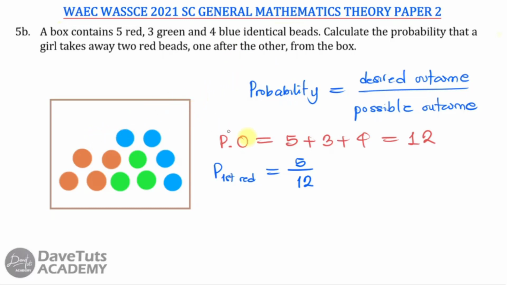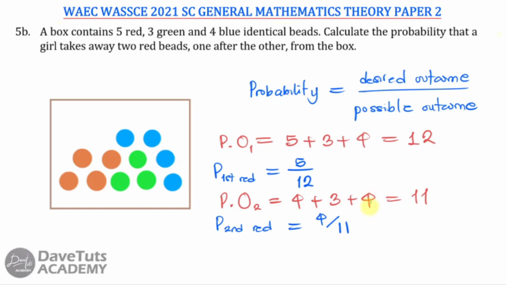What do we have now? We have the total possible outcome to now be 11. So after that, the possible outcome for the second, this is for the first, will be the number of red balls, which is now 4, plus the 3 green balls plus the 4 blue balls, and that will be 11. And then the probability of picking a second red will now be, how many reds do we have remaining? 4 over the total 11.